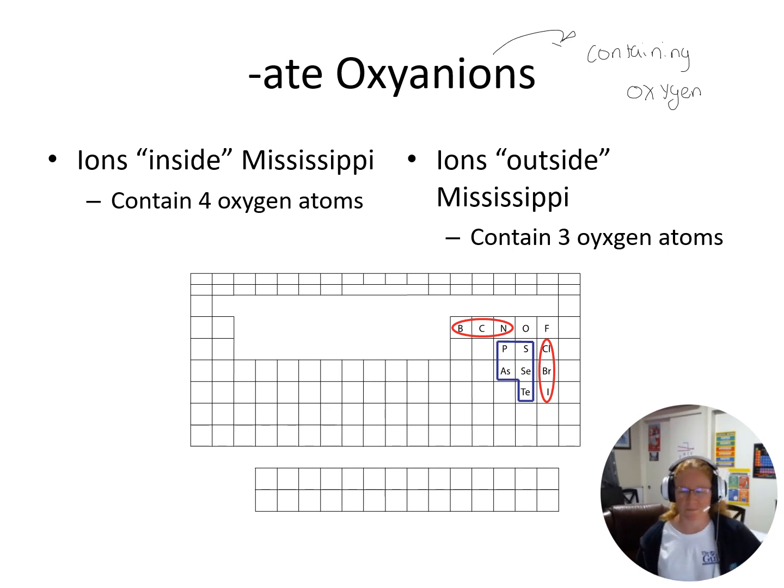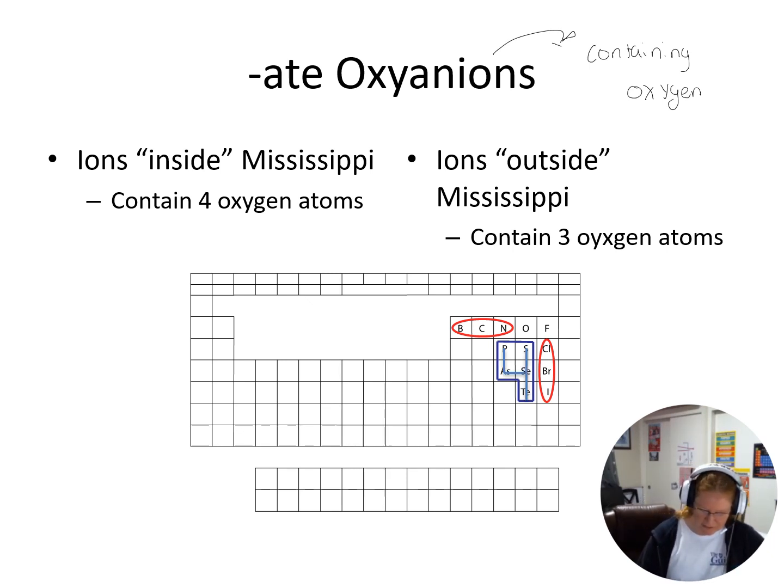Okay, so we're going to start off dealing with 4 oxygens. Those that contain 4 oxygens and have an ate ending are going to be inside that blue box. Now, that blue box kind of looks like the shape of the state of Mississippi. All right, so atoms inside the state of Mississippi, their oxyanions are going to have an ate ending when they contain 4 oxygens. Now, outside the state of Mississippi, what I have circled in red, those oxyanions with an ate ending are going to have 3 oxygen atoms. Okay? So we're dealing with ate ending first. Atoms inside Mississippi have 4 oxygens. Ions outside Mississippi have 3 oxygens.